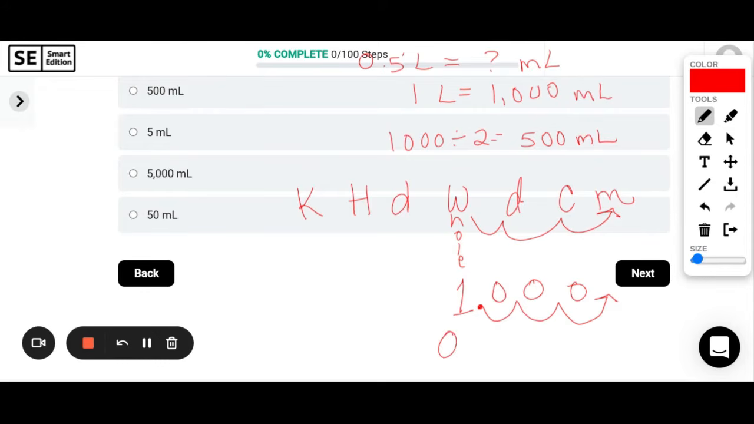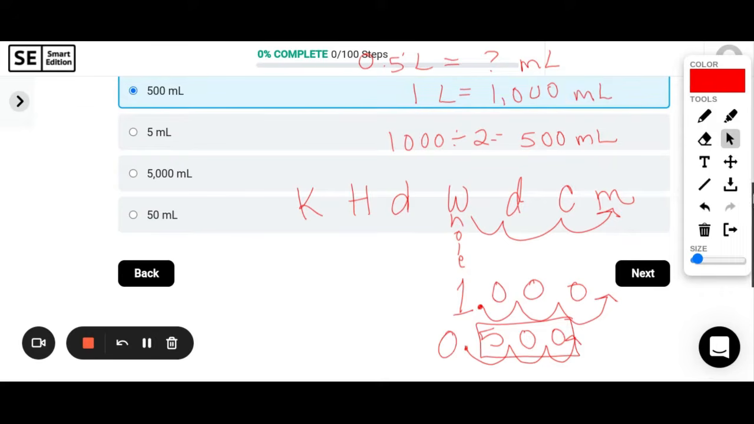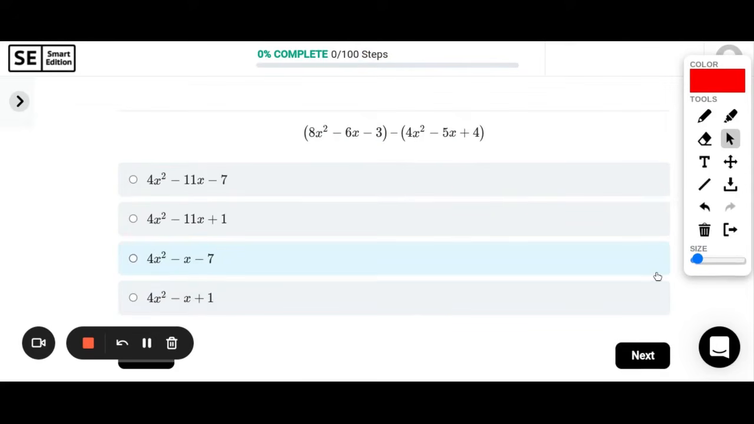So in this case, I only had 0.5 liters. So when I swoop it 3 times now, okay, I fill those empty spaces with zeros, and I get 500 as my solution. So 500 milliliters.